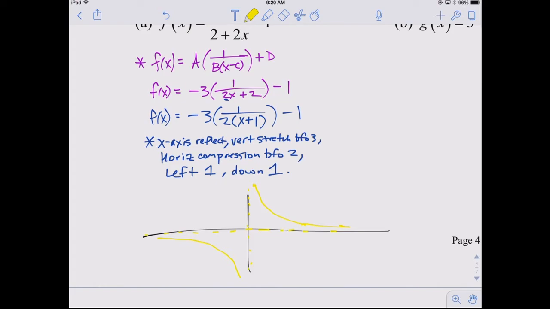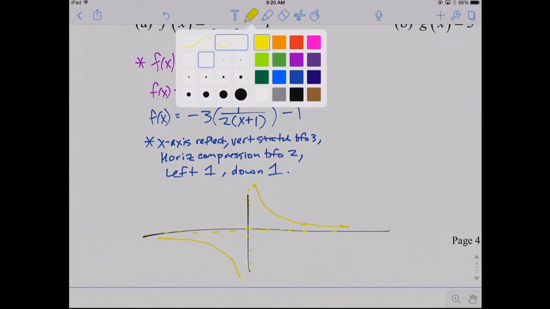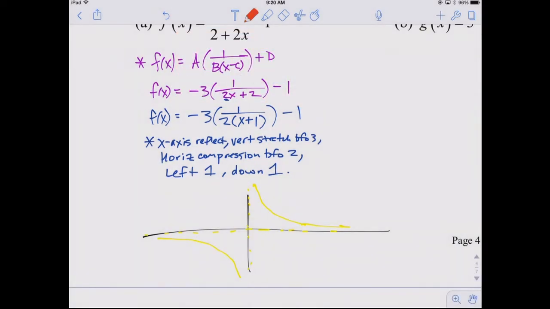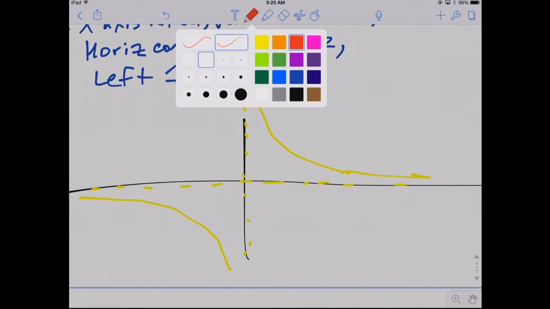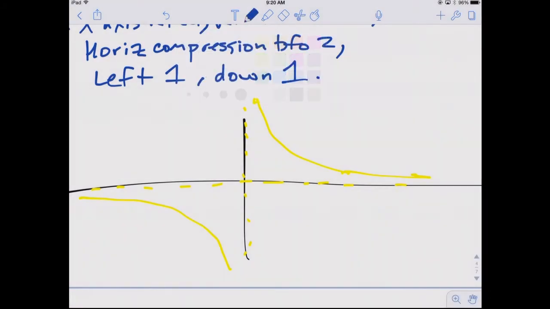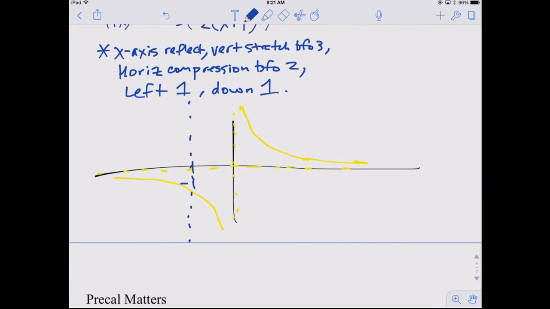Got it. Now, when we pick it up and move it, that's pretty significant, because when I pick it up and move it left 1, that's going to change the location of the what? The vertical asymptote. Which flavor should we use for the final graph? Red. Okay. Not red? Yeah, not today. Blue. There we go. All right. So -1, that's your new vertical asymptote. We'll draw it first. And then down 1, that's going to move the what?